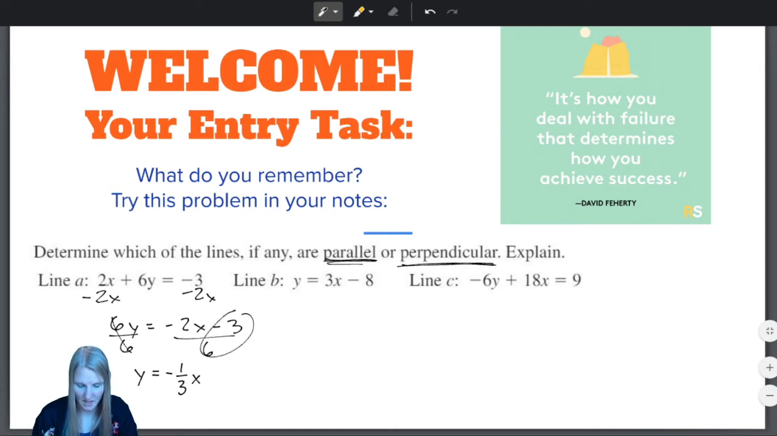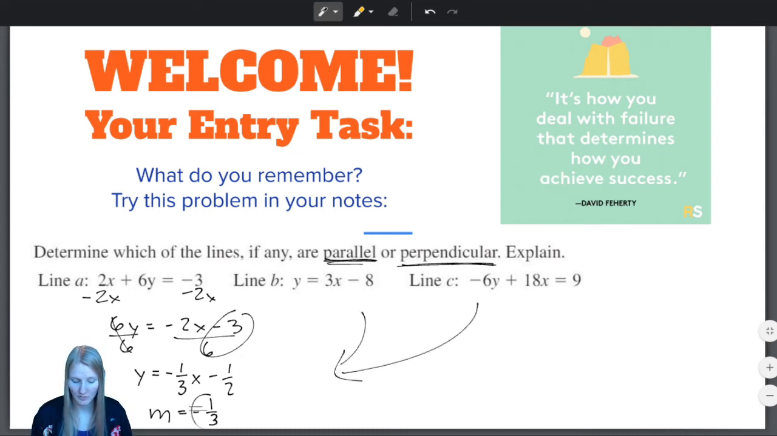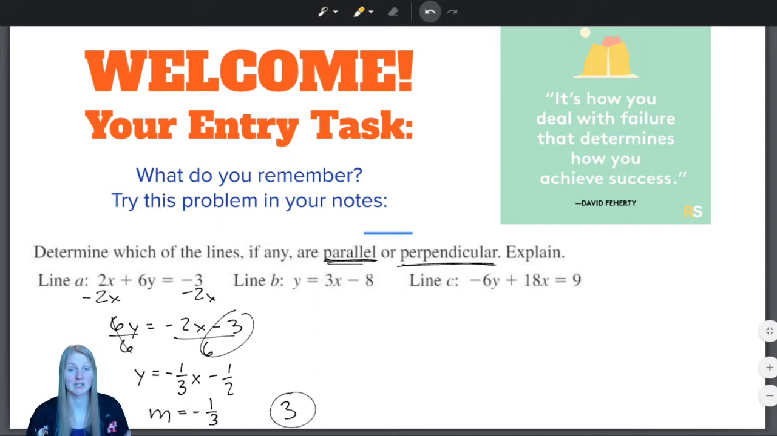All right, and negative 3/6, that's negative 1/2. So the slope of our first line is negative 1/3. So if one of these other lines has a slope of 1/3, they will be parallel. The reciprocal of 1/3 is 3. And remember, one needs to be negative, one needs to be positive. So if one of the lines has a slope of 3, then they'll be perpendicular.